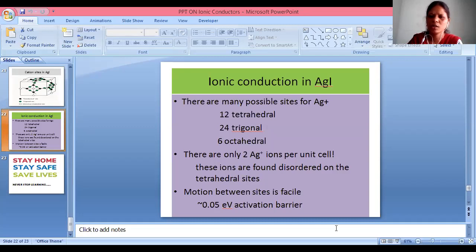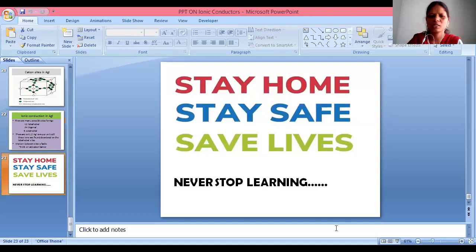If you calculate the number of Ag+ ions per unit cell, there are only 2, and those 2 Ag+ ions are present in the distorted tetrahedral sites. And motion between sites is facile, requiring only a 0.05 eV activation energy barrier.